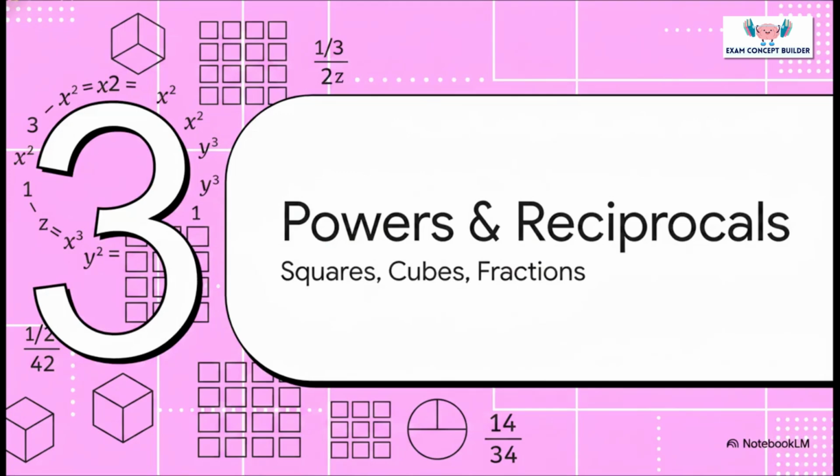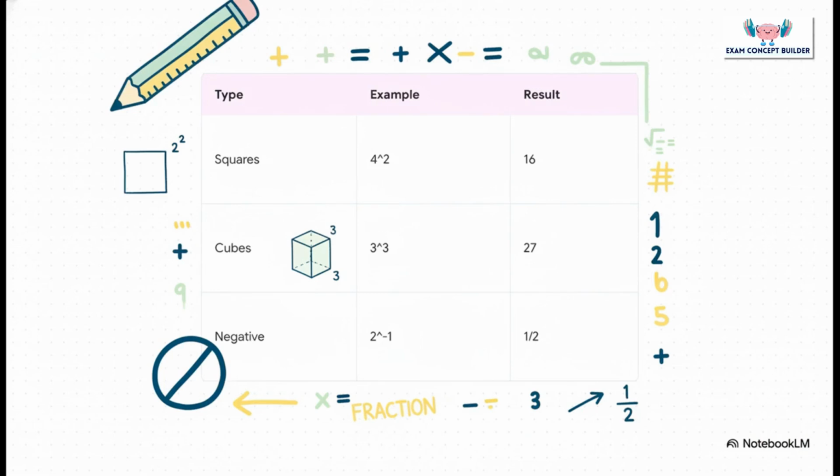All right, Section 3, powers and reciprocals. A power simply tells you how many times to multiply a base number by itself. Squares, like 4 squared, equals 16, and cubes, like 3 cubed, equals 27. Those are usually pretty straightforward for most students. But let's talk about negative powers. If you have 2 to the power of -1, that equals 1 over 2, or 1/2. I absolutely need to explicitly warn you here. Negative powers create fractions, they do not create negative numbers. A negative index is basically code for division, not a negative value.